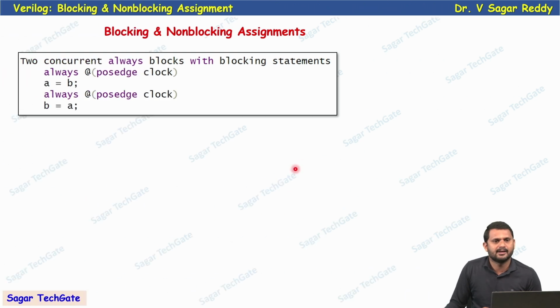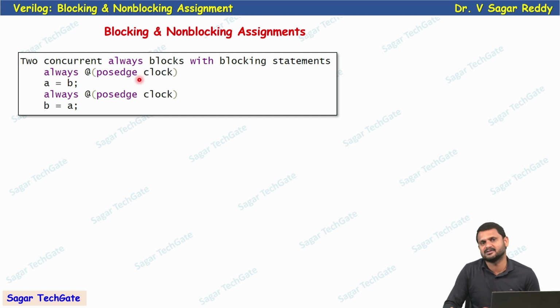See, a simple example here. I have two concurrent always blocks with blocking statements. Always @(posedge clock) A = B, always @(posedge clock) B = A. So what you understand, these are the two always blocks. It depends upon the sensitivity list here, posedge clock. So which one will execute first? We don't know. It will be dependent. We don't know.